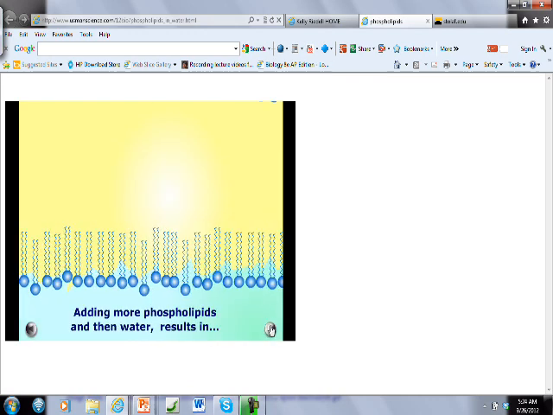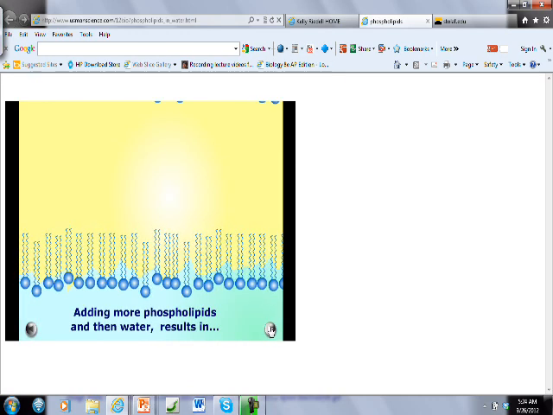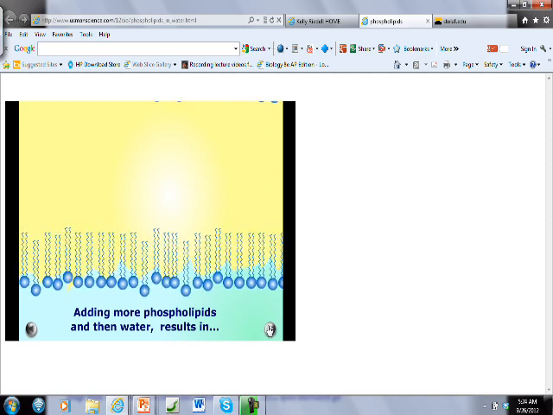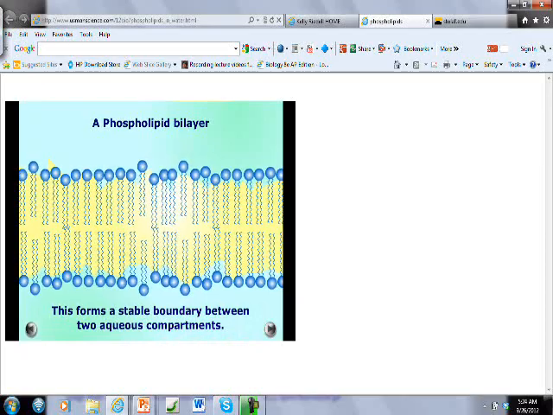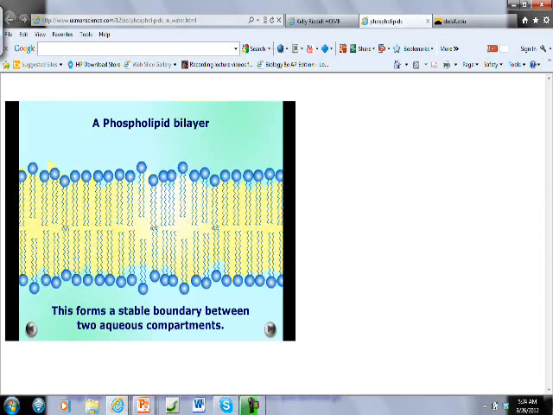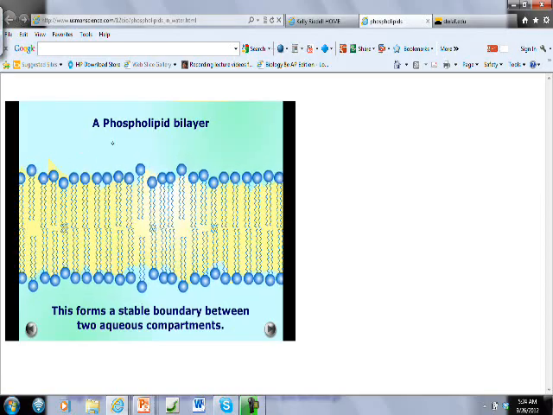If you add a lot of phospholipids where they can't all stand on their heads, what will happen is they can actually form a double layer. It's called a bilayer. Bi means two. Remember, think bicycle. Bi means two. It's called a phospholipid bilayer.